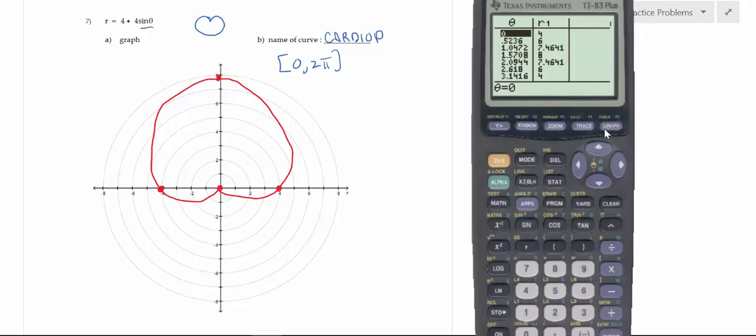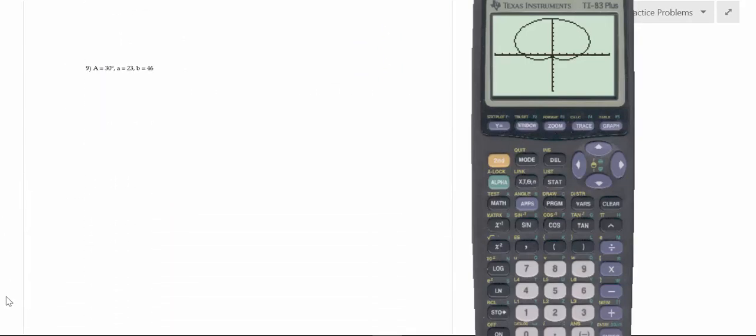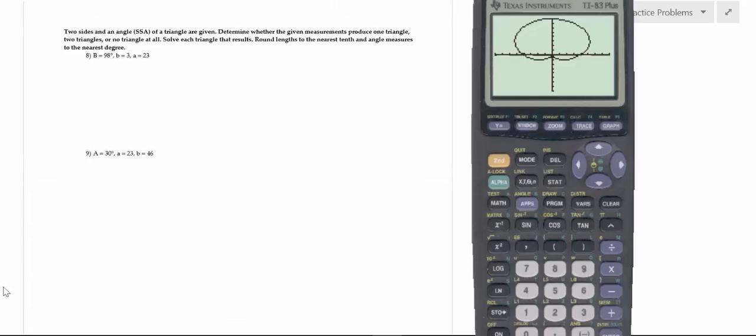But you don't have to do that because you've got your graph and your key points, so that's all you've got to do. Okay, now moving on from here, I want to review the ambiguous case of the law of sines and show you what you need to do on that.